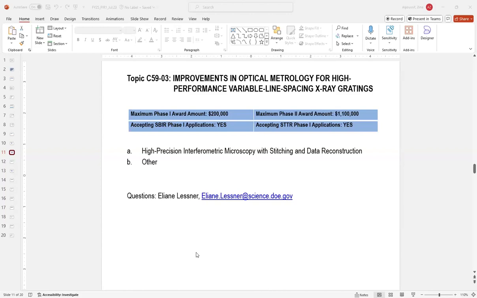Basically, methodologies and associated calibration test samples, some instrumentation and software for improving the precision, accuracy, and dynamic range of 2D interferometric microscopy stitching measurements, to enable metrology of VLS gratings with sub-10 nanometer RMS groove position accuracy, placing accuracy. The gratings may be fabricated on a flat or curved substrate with a local radius of curvature above 200 meters and a length reaching up to half a meter.